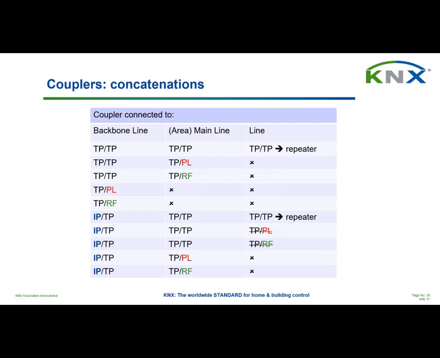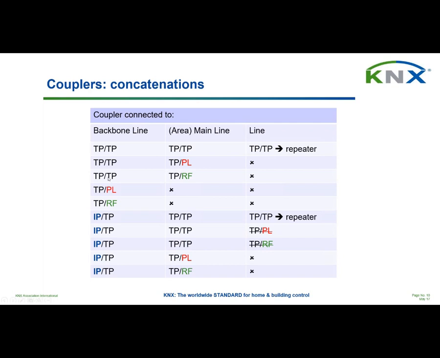So the point is that if twisted pair is used, then still one more twisted pair coupler can be used, but that shall be used as a repeater. And for power line and radio frequency, it stops there, because there is no such thing as a power line repeater or a radio frequency repeater.